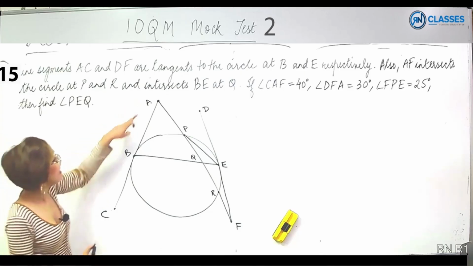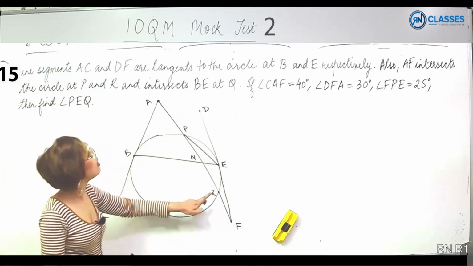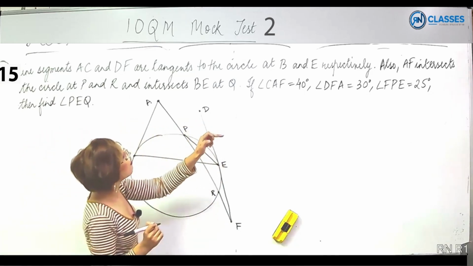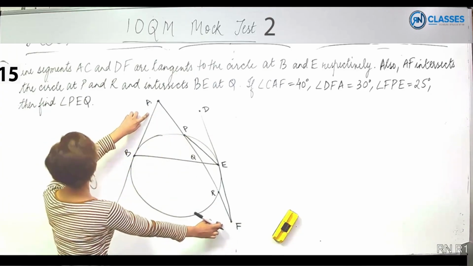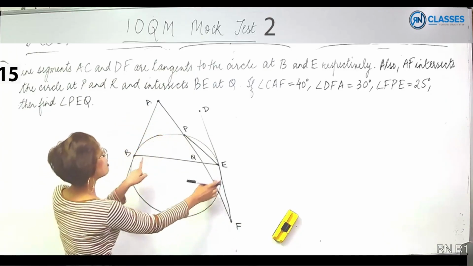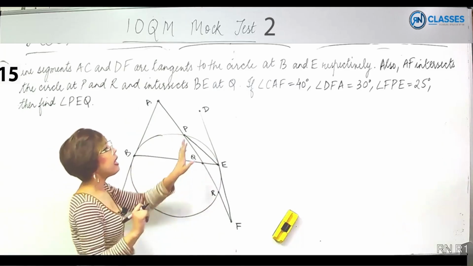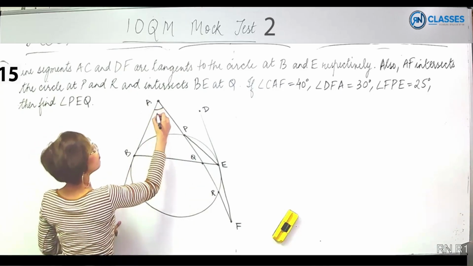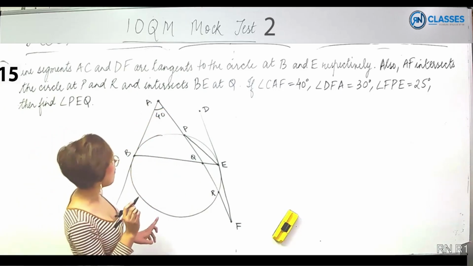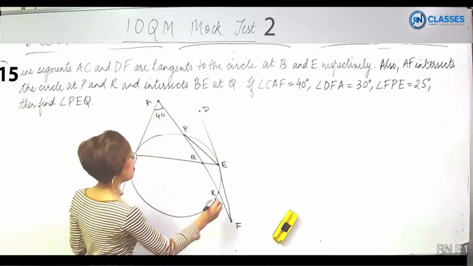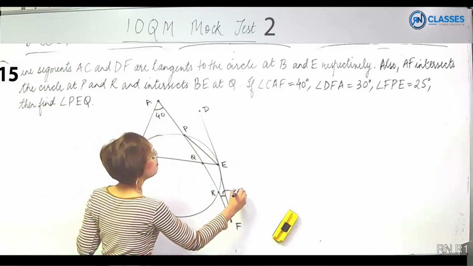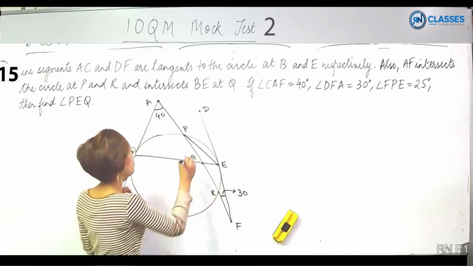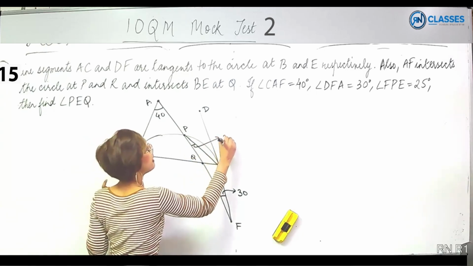Line segments AC and DF are tangents to the circle at B and E. You can see the tangents. Also, AF intersects the circle at P and R and intersects BE at Q. If angle CAF is given to be 40 degrees, and angle DFA, this tiny angle, is 30 degrees, and angle FPE, that means this angle, is equal to 25 degrees.